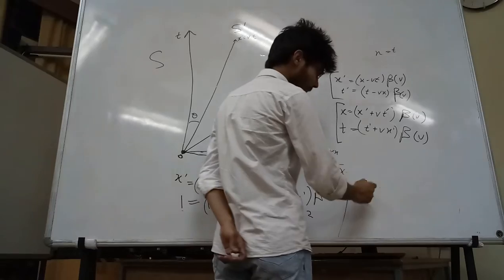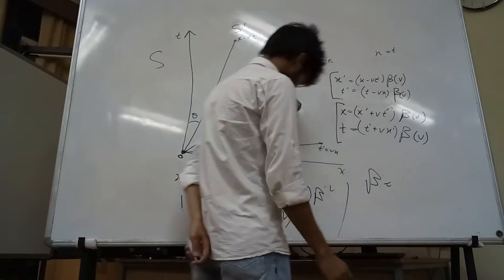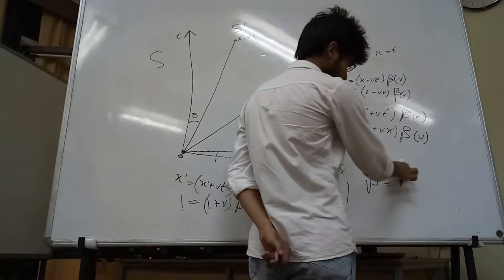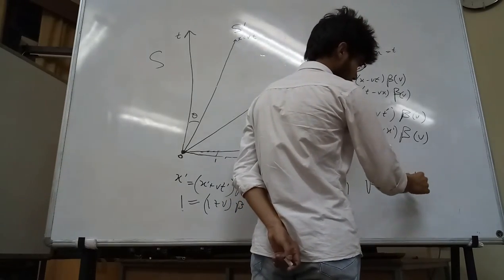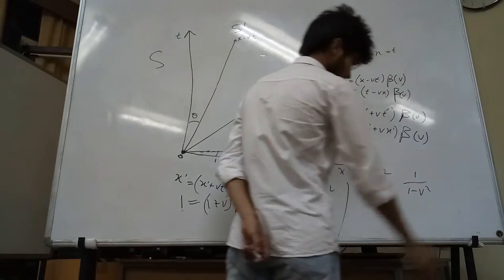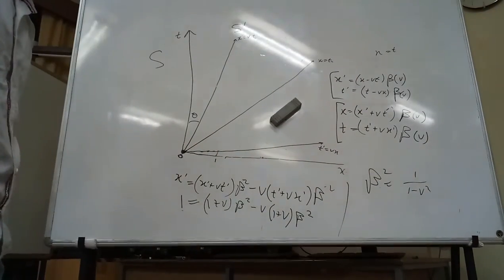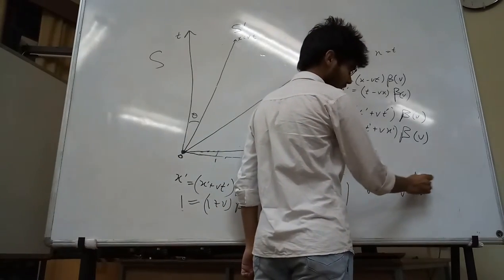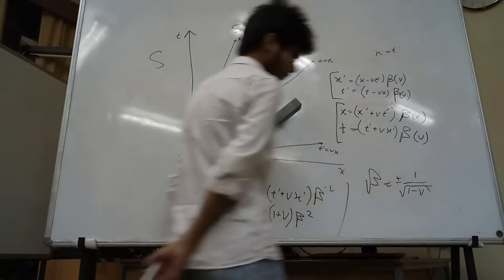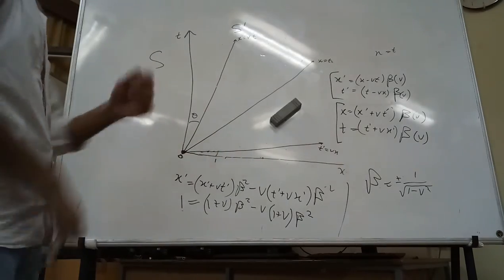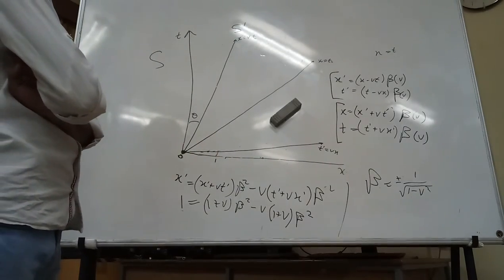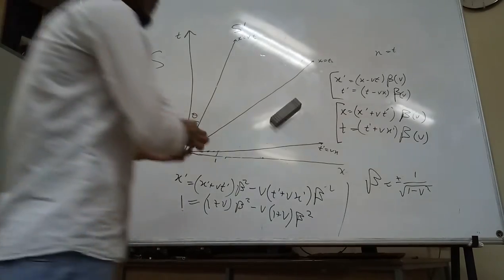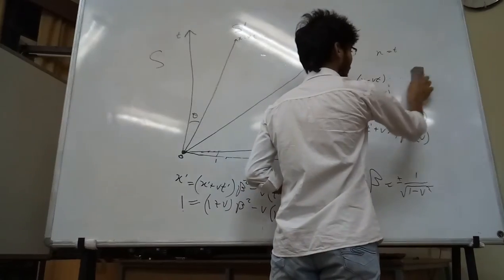So from here, if you calculate beta, what does it come out to be? Beta equals 1 over 1 minus b squared, okay? So beta equals plus minus of this. So I got beta in terms of velocity. Alright, so let's plug that in here.